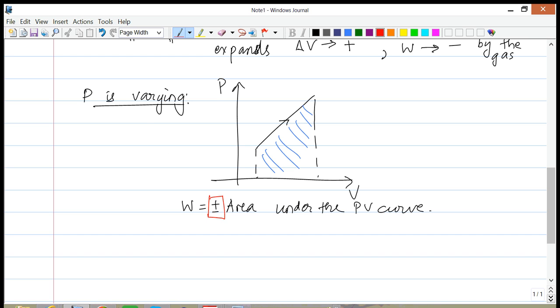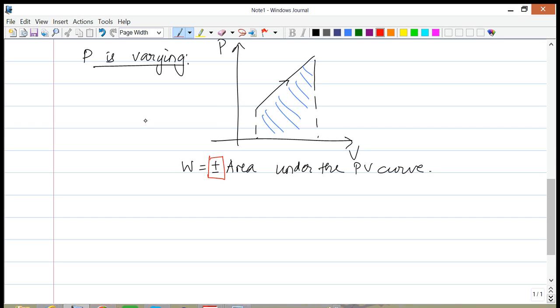Once again you see that I am putting the plus or minus here, and this implies that we'll have to follow our rules. Depending on the process, it'll be positive or negative. If volume increases, W is going to be negative. If the volume decreases, then W is going to be positive. So in the process that I have shown here, clearly the volume is increasing, so the work done in this process is going to be negative. W is negative here.